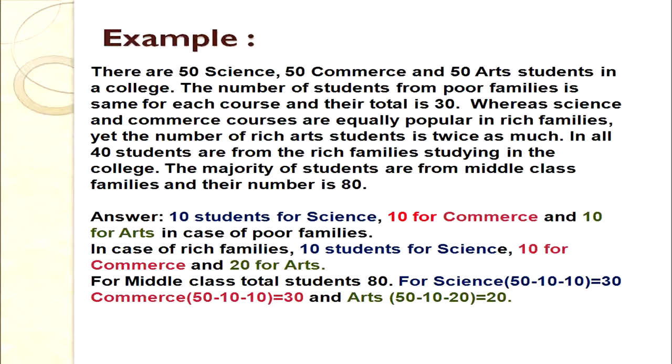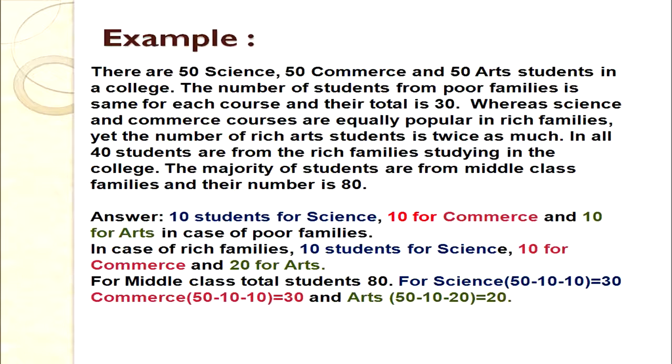Now, the next, in case of rich families, they have written, whereas science and commerce courses are equally popular in rich families, yet the number of rich art students is twice as much. How many students are there? 40 students are there. So, if I want to make arts twice, and make commerce and science equal, then it would be 10 for commerce, 10 for science and 20 for arts. So, from this line we have divided the information into different categories.